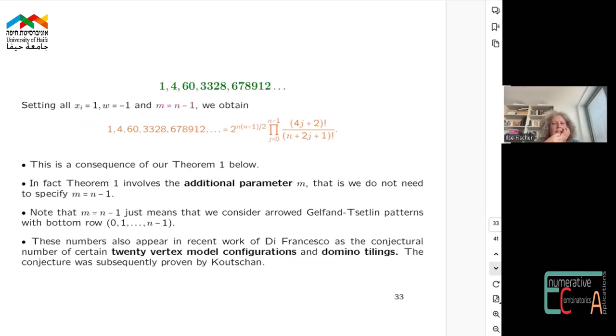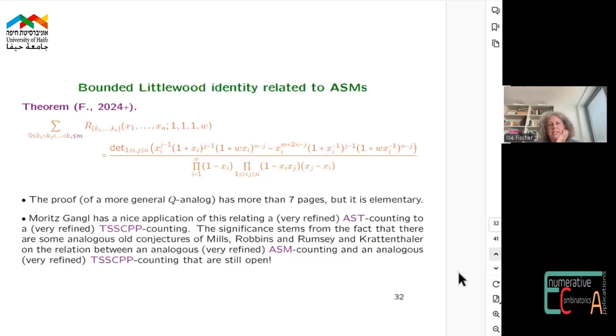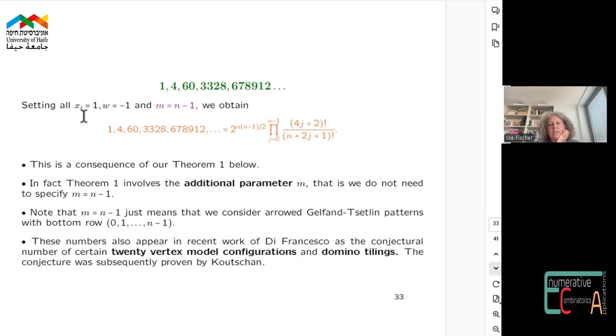Then another application of the bounded Littlewood identity. So if in this identity here, you set all xi's to 1, the w to -1, and the m to n-1, it turns out that on both sides, you get these numbers. And what's so nice about these numbers? Well, these numbers are round, so they only have small prime factors, and you can express them by this formula. This will be a consequence of something I show you below on the next slide.